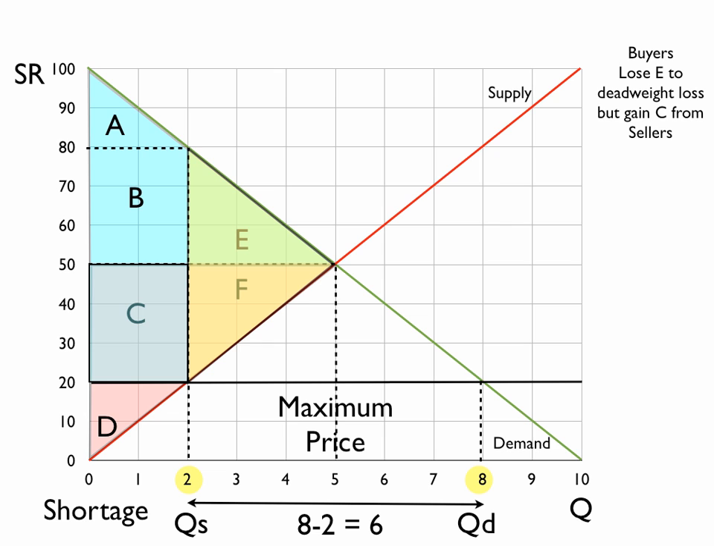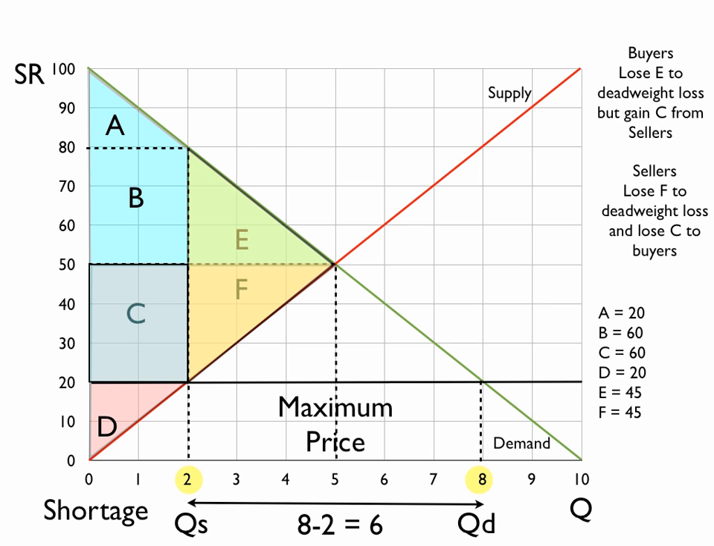In summary, the buyers would lose E to deadweight loss but gain C from the sellers, and the sellers would lose F to deadweight loss and lose C to the buyers. There are the calculations for the respective areas. Hopefully this helps you to understand price controls. We end up with just that tiny little area of seller surplus.